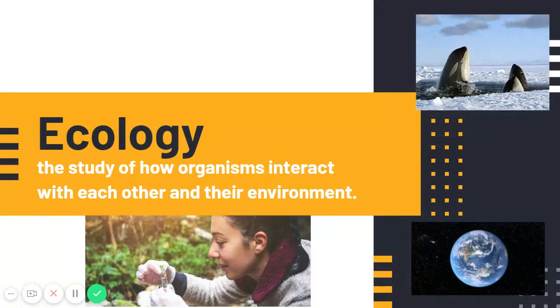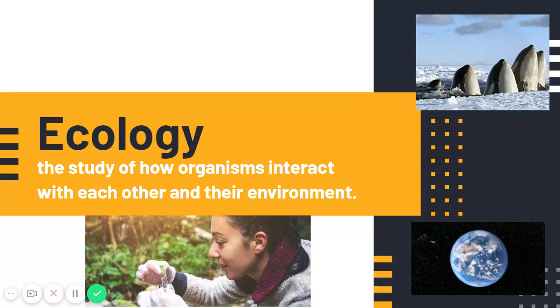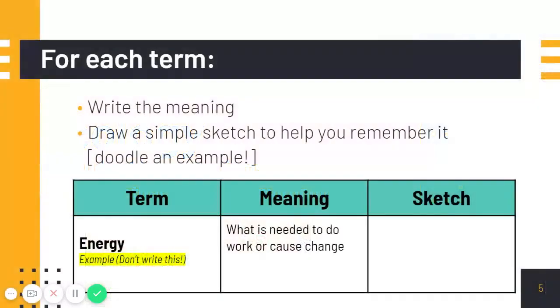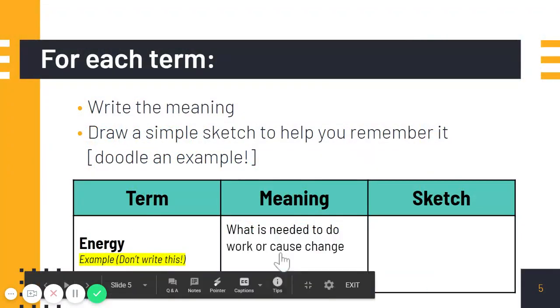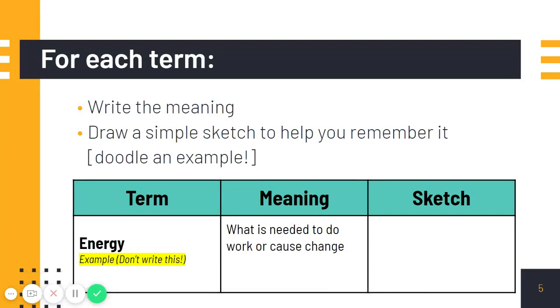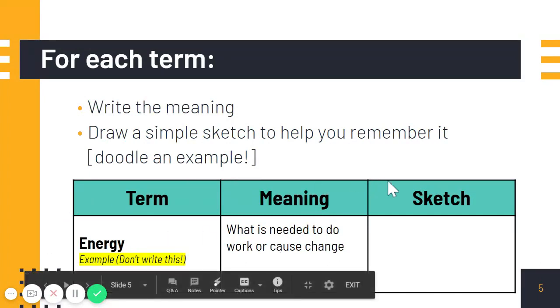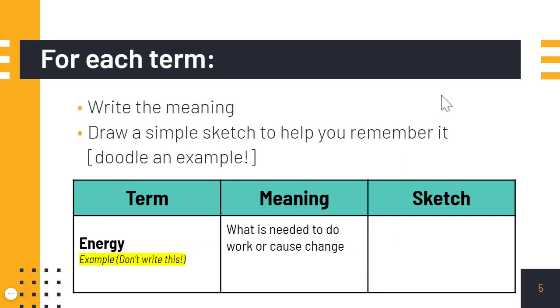Ecology is the study of how organisms interact with each other and their environment. So again, in your notebook, can you make a simple sketch to remember the term, the meaning, and let me try that again. Make a table in your notebook with these terms, meanings, and a sketch in your table. Write down the term that I'm about to go through, give its meaning, and then I want you to sketch or doodle some kind of example in your notebook.